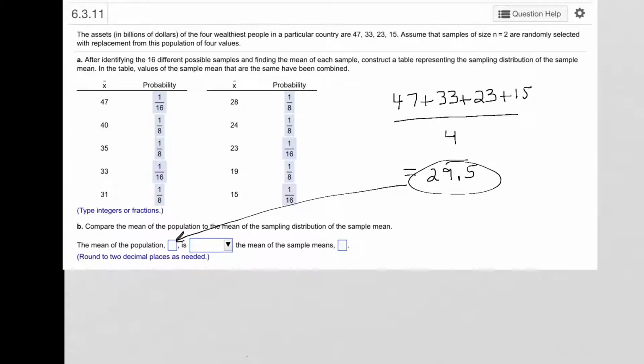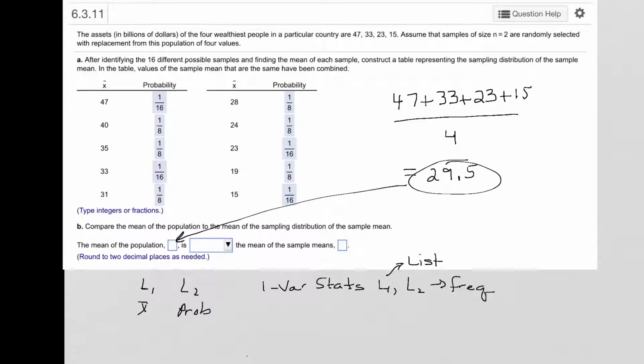Next, we want to find the mean of the sample means, and we can do this by putting the x-bar values into L1 of the calculator and the probabilities into L2. All right, so L1 is going to have the means, L2 has the probabilities, and then I'm going to use one variable statistics, L1 comma L2, or L1 as your list, if you have the wizard, and L2 as the frequency.